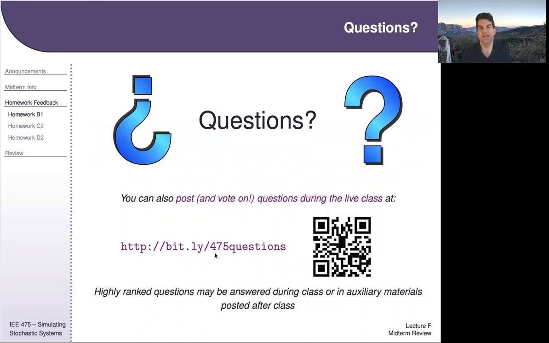Are there any questions about the differences between resources, activities, events, delays, when to schedule these things?